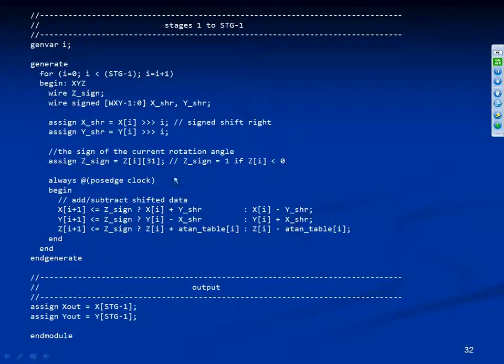So this whole thing is just creating all of our stages, pipeline stages, because each stage is registered. And so each stage is using a different value out of that arctangent table. And that's the whole basic CORDIC function right there. And then the output of x and y is just the final x of the last stage and y of the last stage. And that's it.